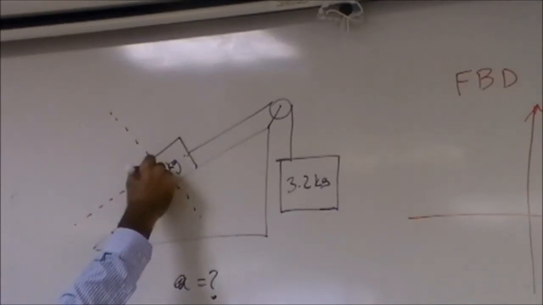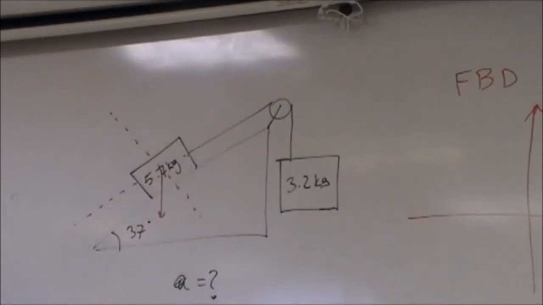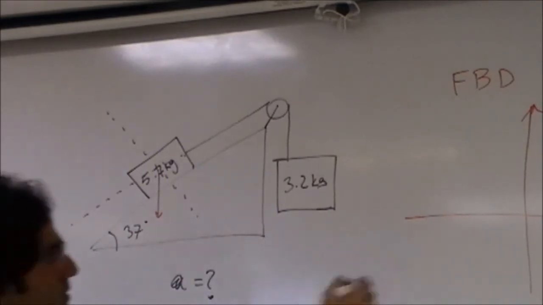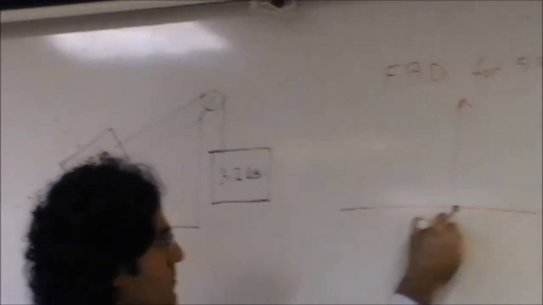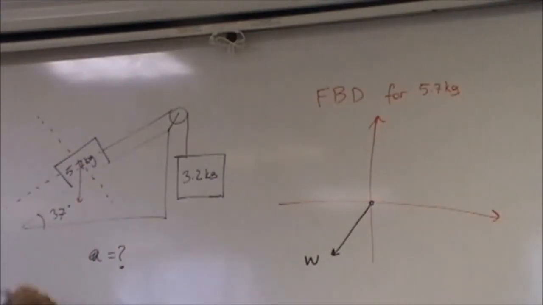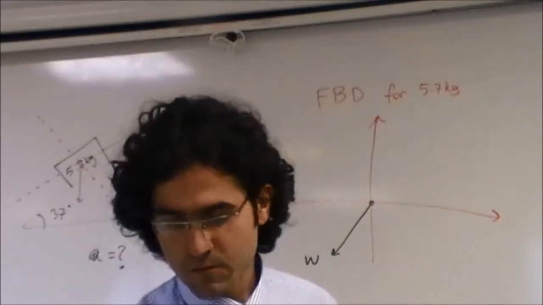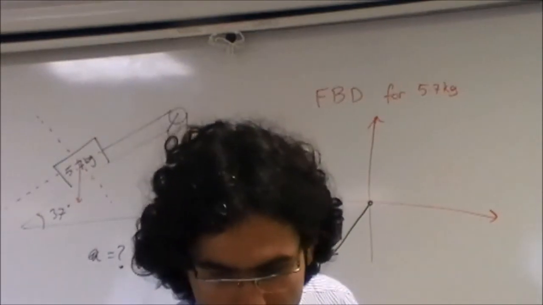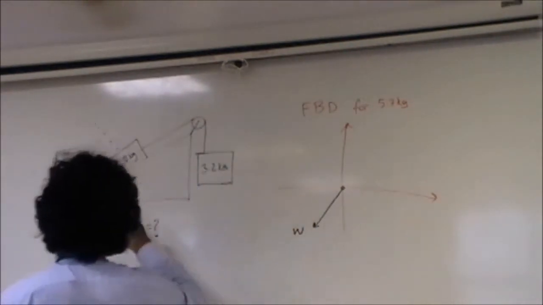Therefore, weight is going to be acting over here. If I have to put that weight in the free body diagram, it's going to fall somewhere in between here. Now this is 37 degrees. Does it say 37 degrees? This is a question in your book. This is 35 degrees actually.